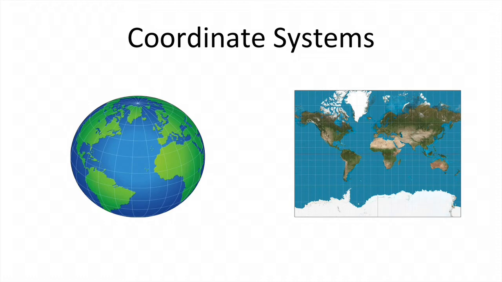4326 is WGS84, which is one of the most common geographic coordinate systems. It's the coordinate system that we'll be using today. 3857 is Web Mercator. It's the one that you will see on any website, when you go to Google Maps or AmigoCloud or anywhere else. You're going to see data projected in your browser in the coordinate system 3857, which is Web Mercator. Does that make sense? Does anybody have any questions about coordinate systems at all?